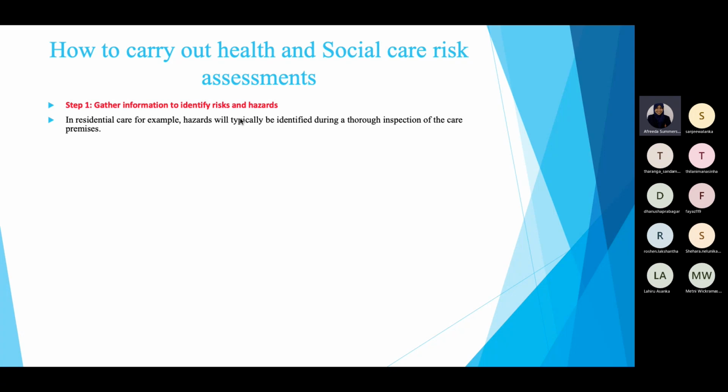In residential care, for example, hazards will typically be identified during a thorough inspection of the care premises. Residential means your house area, right? So maybe in your residential area there is a dengue outbreak. It's a hazard. How can it be a risk? If you are not sleeping with mosquito repellents, or not sleeping under a proper mosquito net, you have a high risk of getting dengue.